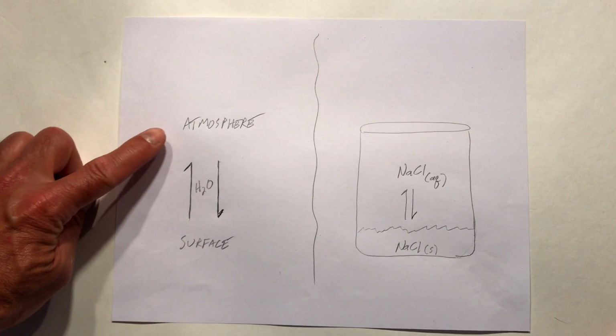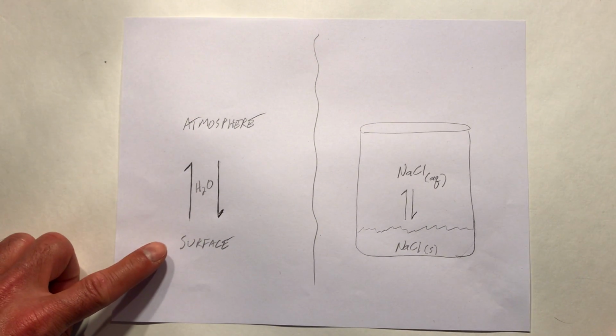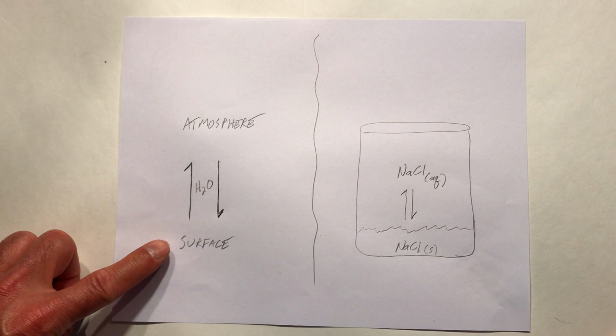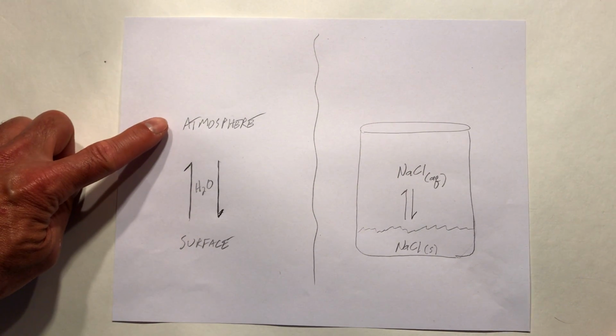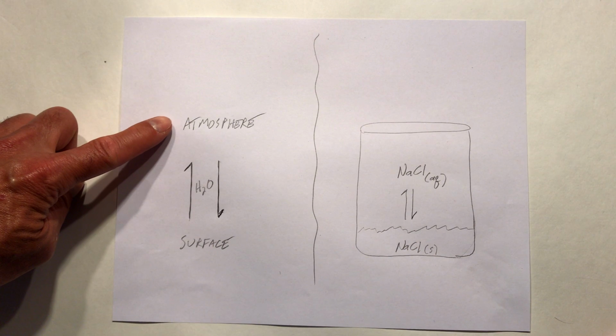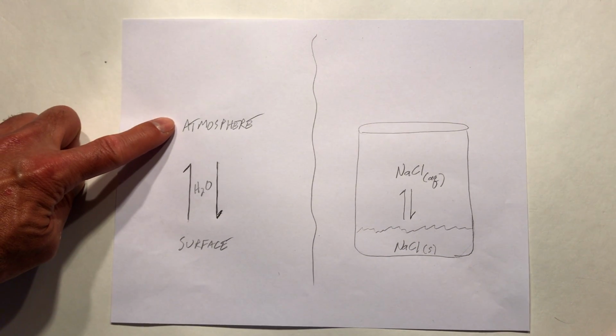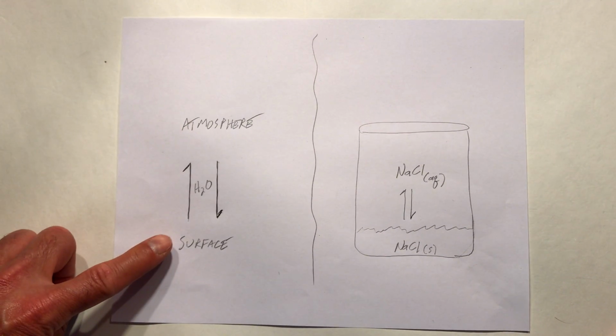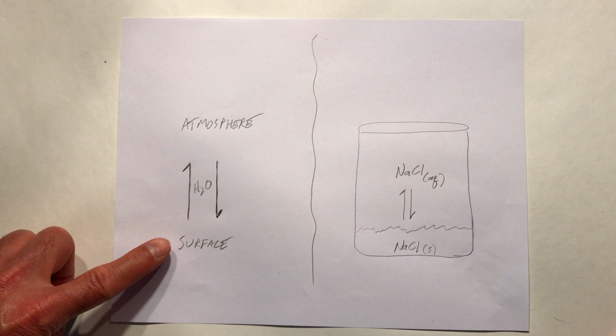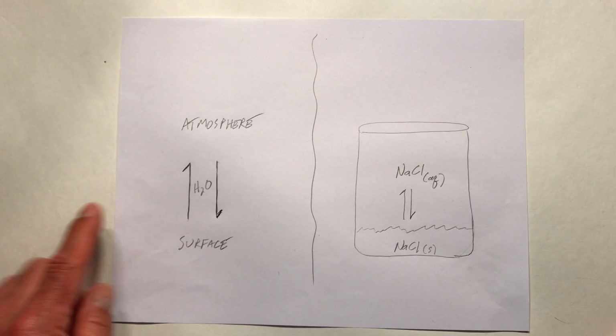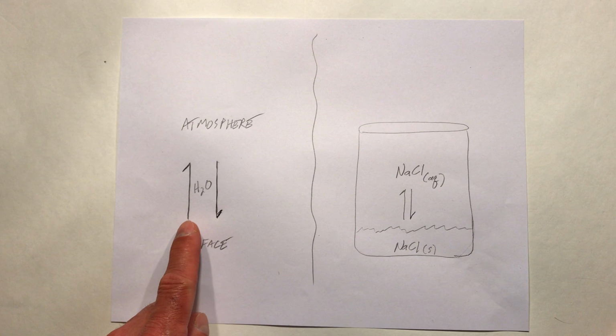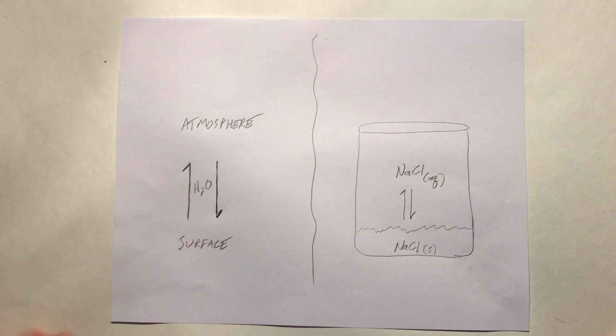Now, we're not saying that the amount of water in the atmosphere equals the amount of water on the surface. What we are saying is that at a particular temperature, the amount of water in the atmosphere would stay constant, and the amount of water on the surface would stay constant. And what's in balance would be the rate of evaporation and the rate of condensation.